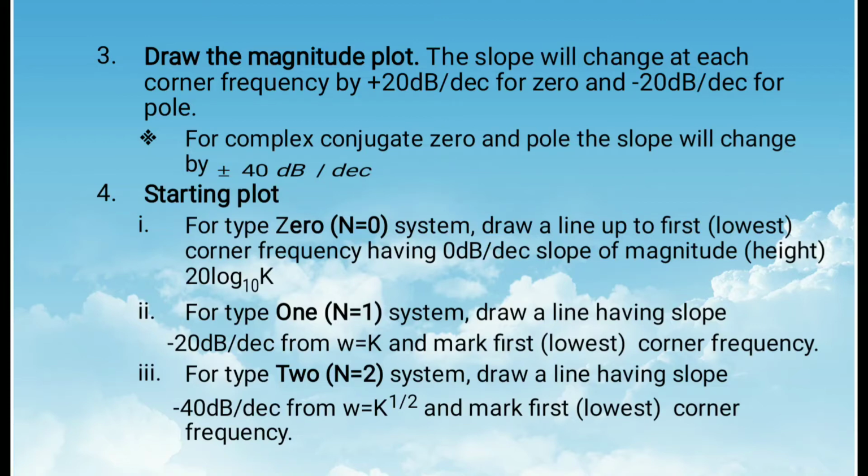So how do we draw the magnitude plot for a type 0 system? If there is no pole present at the origin, the initial slope is 0 dB on the 20 log K line. The 20 log K line is the reference line for the magnitude plot. If one pole is at the origin, meaning a type 1 system, the contribution of the pole in the magnitude plot is minus 20 dB. If it is a type 2 system, meaning 2 poles at the origin, the slope is minus 40 dB per decade.